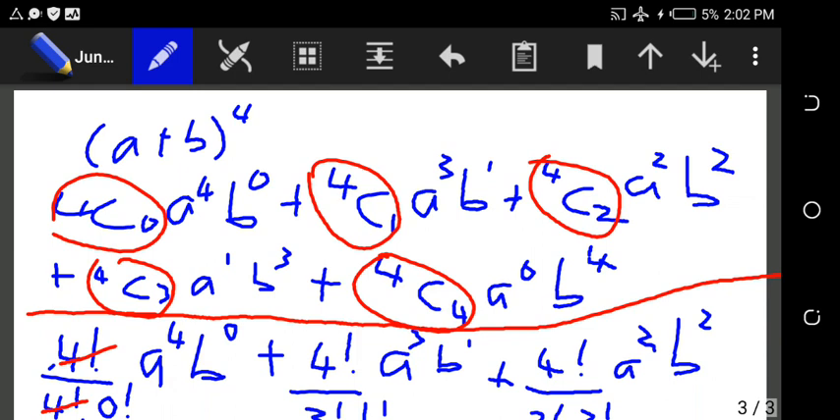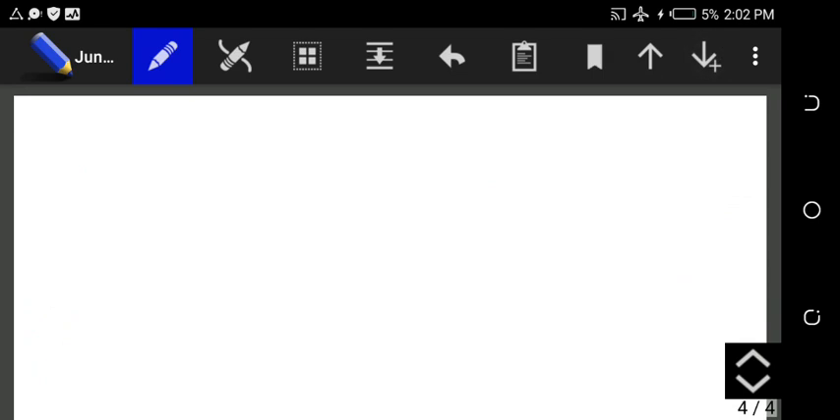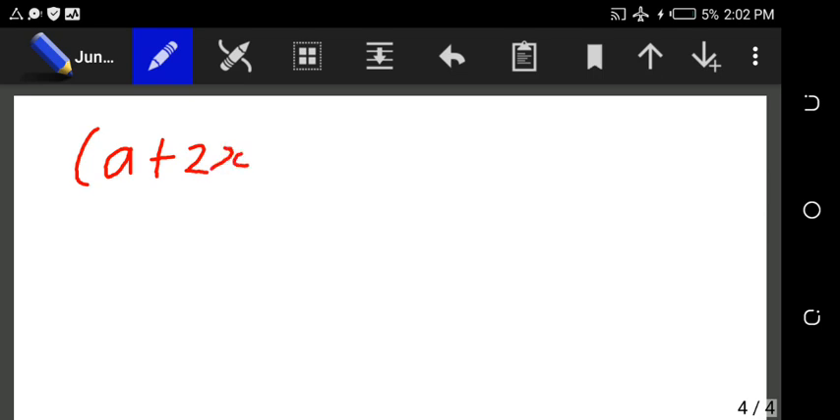And of course, when there is a negative sign, just like we've studied in the previous videos, that negative sign must always be included in the brackets. And when you have a coefficient for the terms, for example, maybe we will have something like a plus 2x. Let's just look at this example.